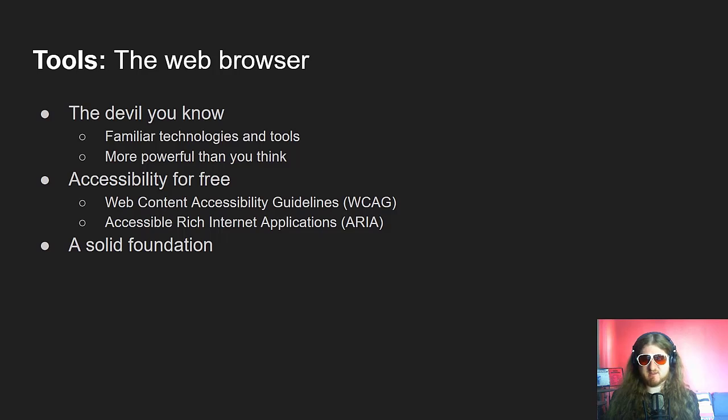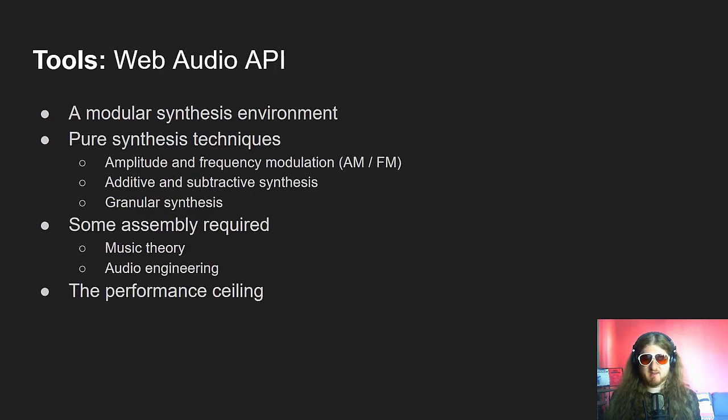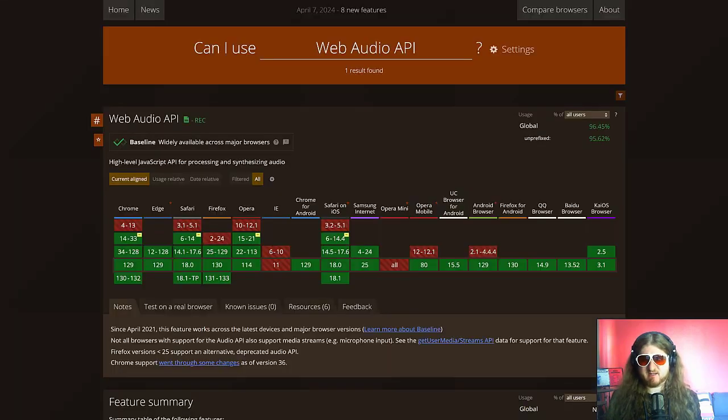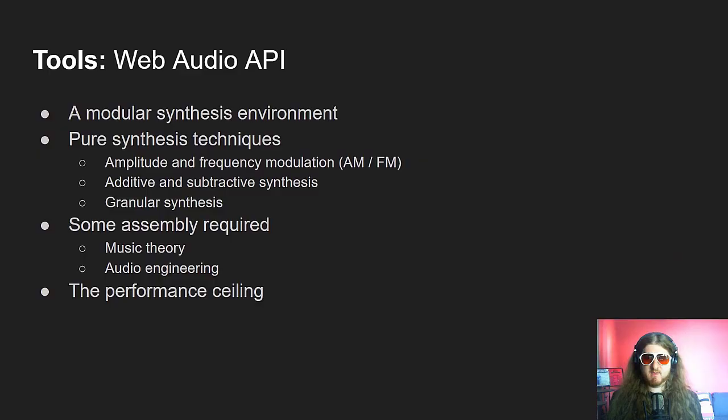But good accessibility is just the foundation of the more interesting tools and techniques available in the web browser, such as the Web Audio API, which is a modular synthesis environment for creating rich and complex audio circuits in real time with code from recording or synthesizing streams of audio, manipulating it with effects, and playing it back to the user. With oscillators and buffers containing random noise, we can use pure synthesis techniques such as amplitude and frequency modulation, or AM and FM for short, additive, subtractive, and granular synthesis, which are all just fancy ways of combining basic sound waves into increasingly more complex sounds, to the point of making Pokemon sounds or emulating a glockenspiel.